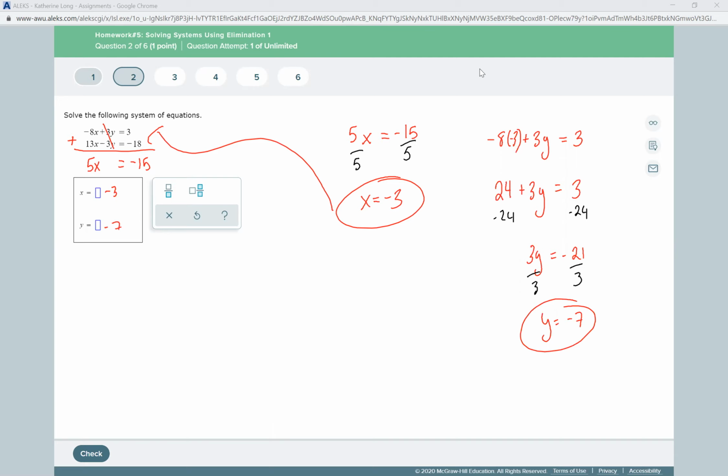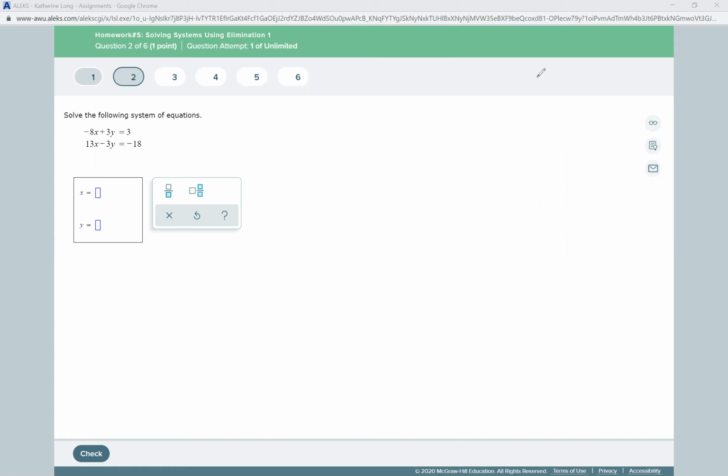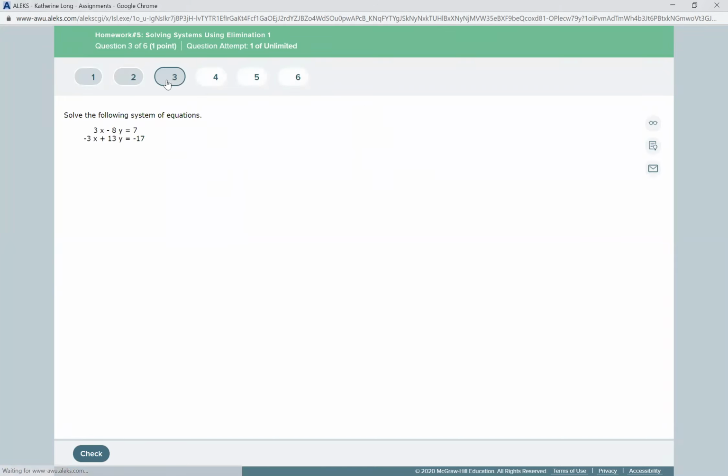Okay, I'll work out one more, just in case we're having a little trouble with this. But as we're working through these, think about all the methods we've used. We've used graphing, we've used substitution, we've used elimination. Which ones have you liked more? Which ones did you not like? Are there any ones that you don't understand that we need to go over again?